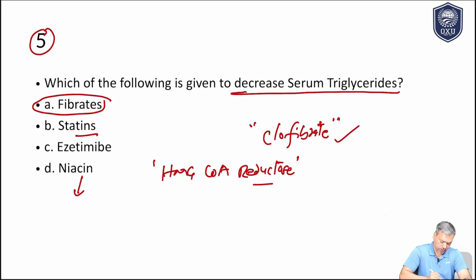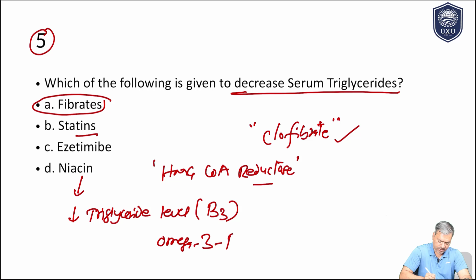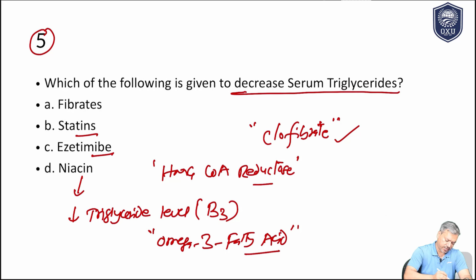Niacin is also used to decrease the triglyceride level. It is also known as vitamin B3. Even omega-3 fatty acid can be used to decrease the triglyceride level. And ezetimibe is another drug which we use to decrease the cholesterol level. So one of the important answers here is fibrate. Fibrate is the answer they are looking for. So A is the answer here.